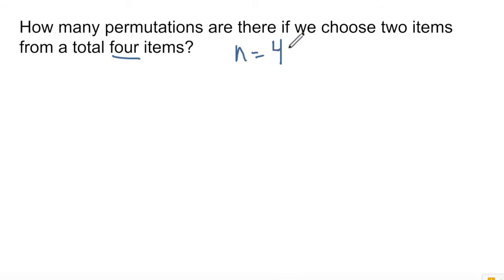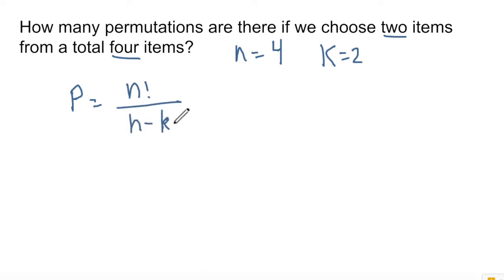K is the number of items we're going to choose, and we're going to choose 2 items, so K is equal to 2. Now we just need to plug that into our formula. Our formula was the number of permutations is equal to n factorial over n minus k factorial.